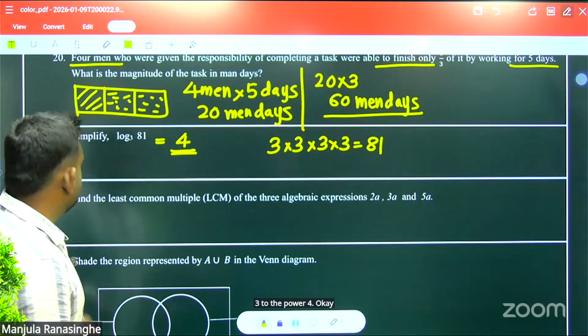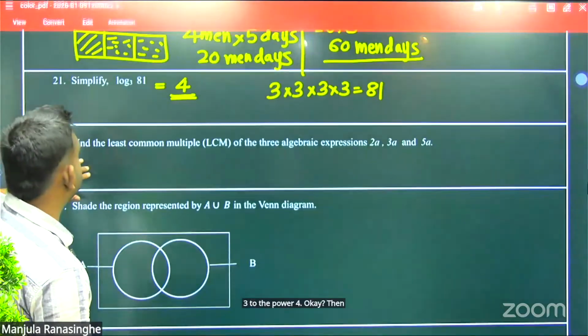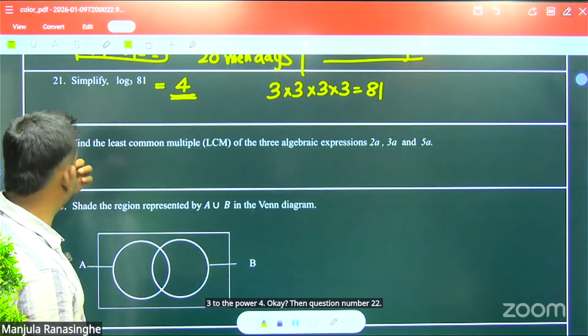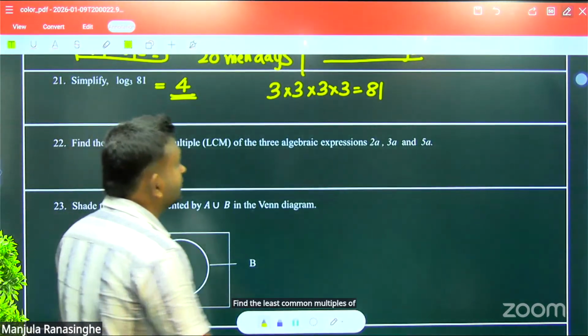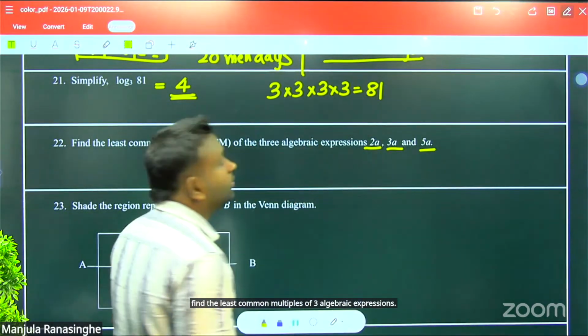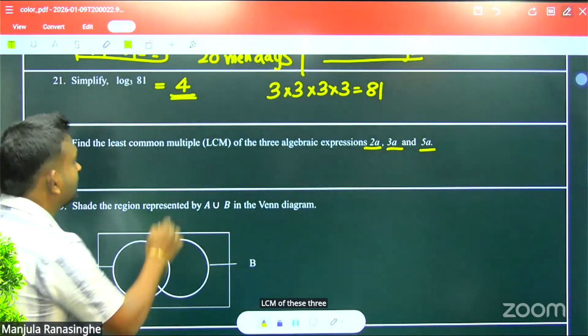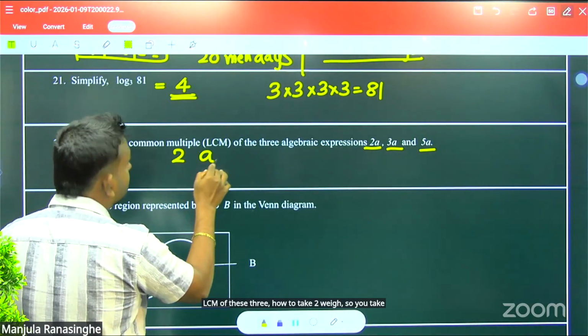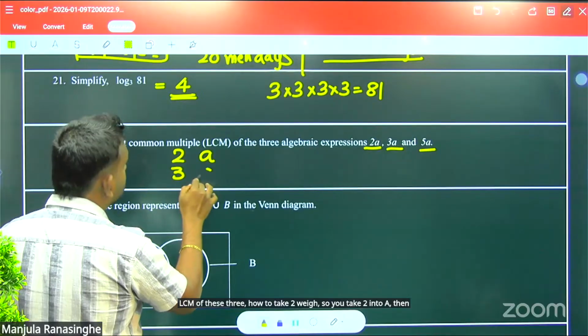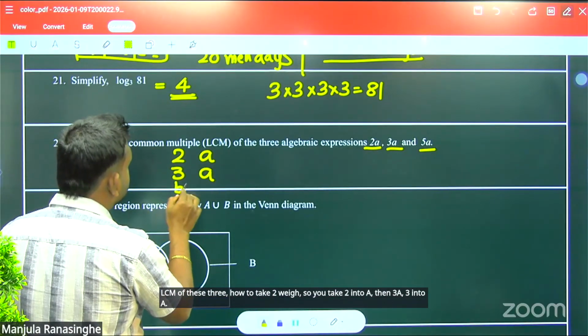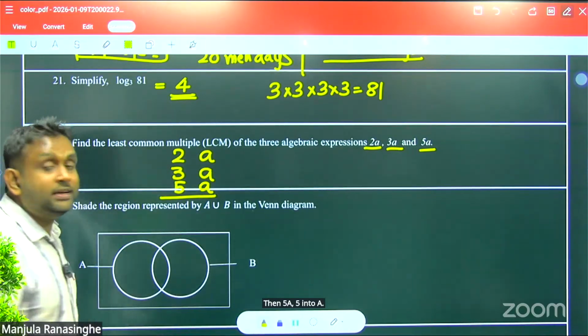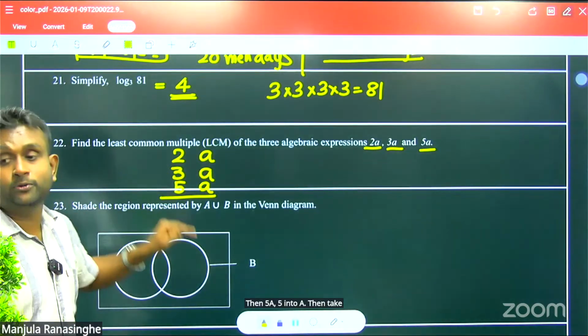Okay. Then question number 22. Find the least common multiple of three algebraic expressions. LCM of these three. How to take? 2a, so you take 2 into a, then 3a, 3 into a, then 5a, 5 into a. Then take the LCM of 2, 3, 5.